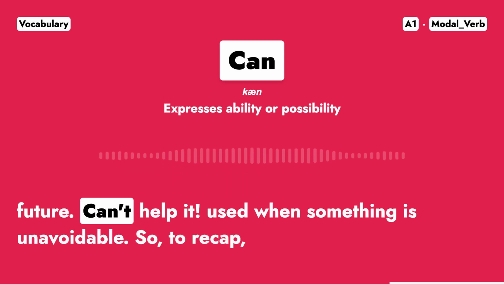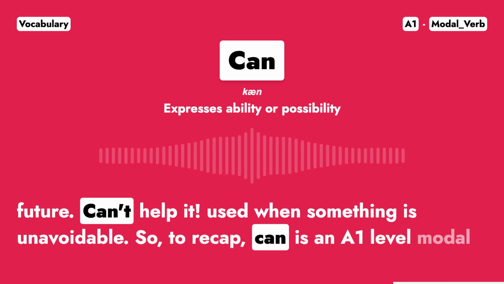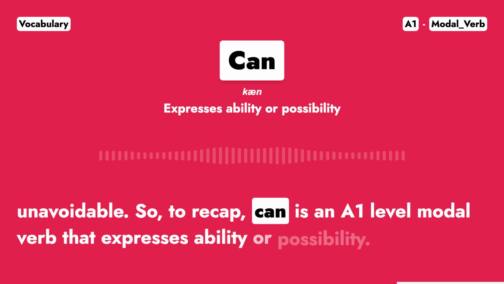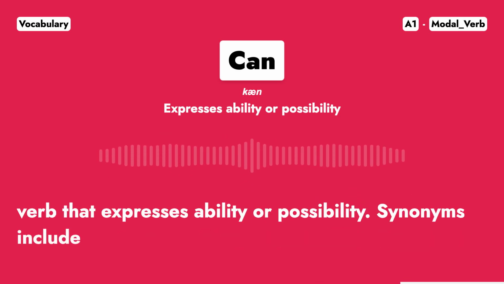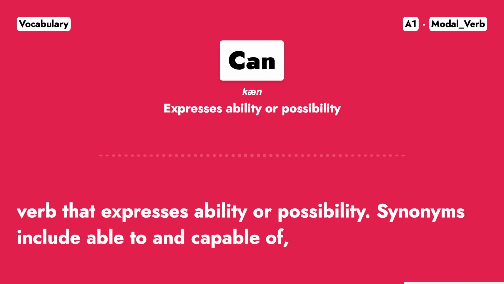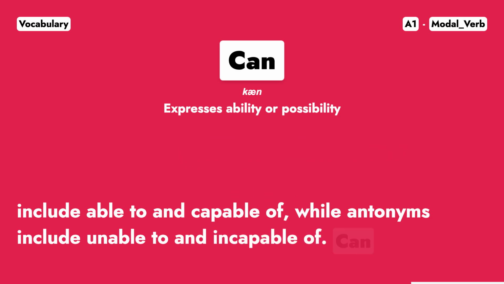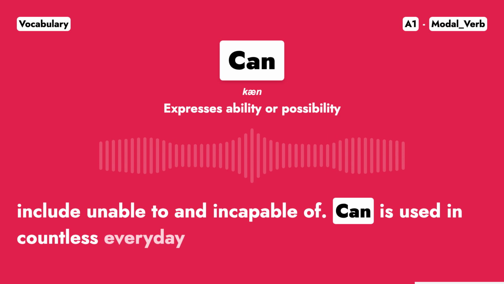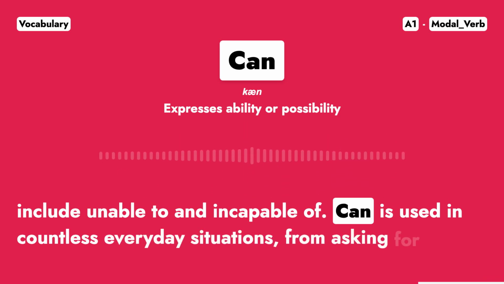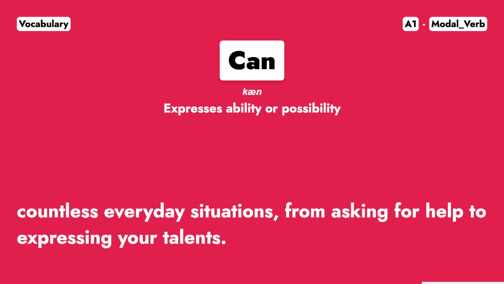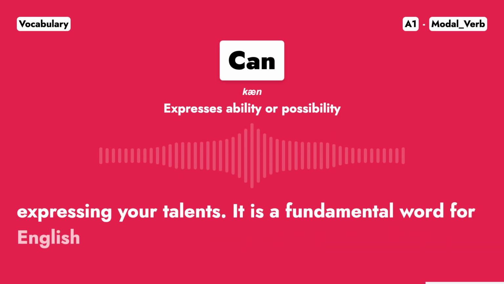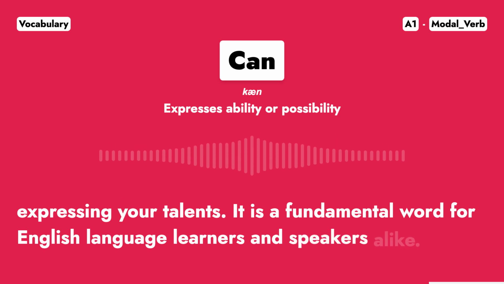So, to recap, can is an A1 level modal verb that expresses ability or possibility. Synonyms include able to and capable of, while antonyms include unable to and incapable of. Can is used in countless everyday situations, from asking for help to expressing your talents. It is a fundamental word for English language learners and speakers alike.